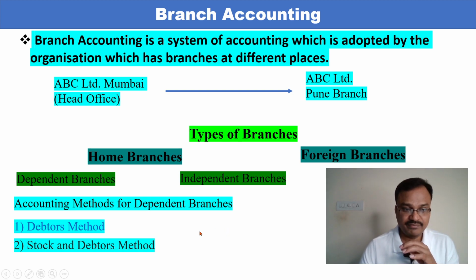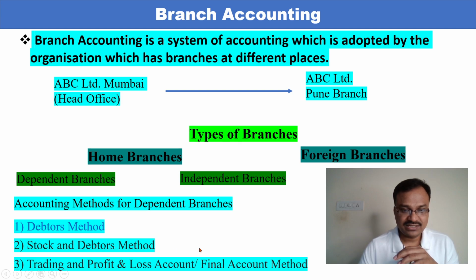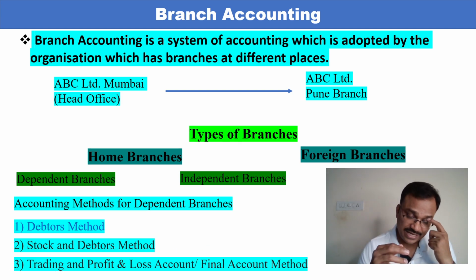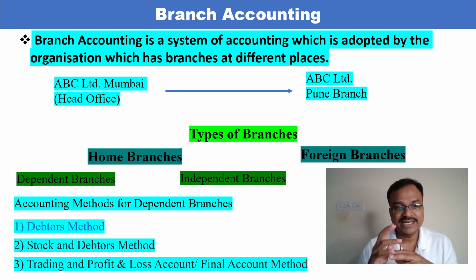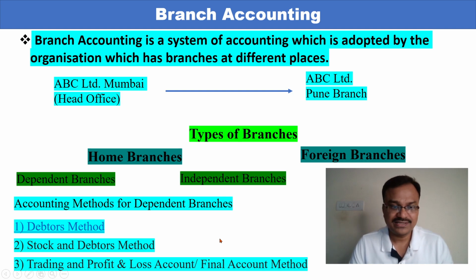Then we have the third method, that is, the trading and profit and loss account method, or final account method. Under this third method, the available information is converted into a trial balance and on that basis the trading and profit and loss account is prepared, which is popularly known as final accounts. So in this third method, the trading and profit and loss account is prepared to ascertain the profit or loss of that branch, right?